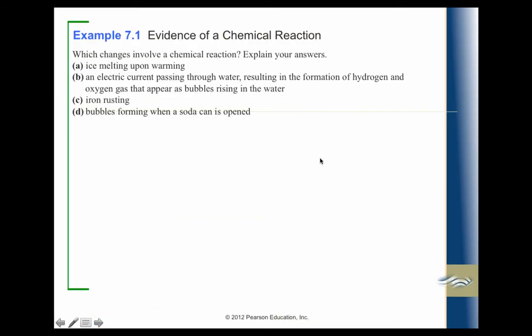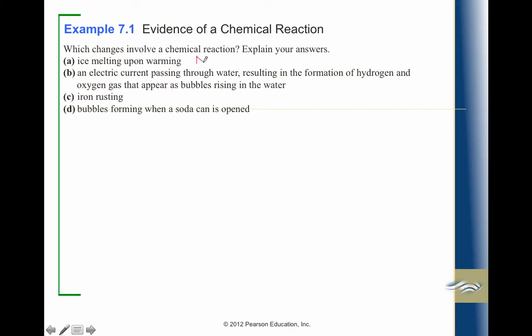Here's a word problem. See what you think. Which of these involves a chemical reaction? If ice melts, is that a chemical reaction? We would say no. That's a physical change. It's still water either way.